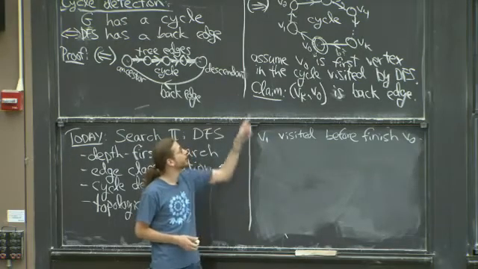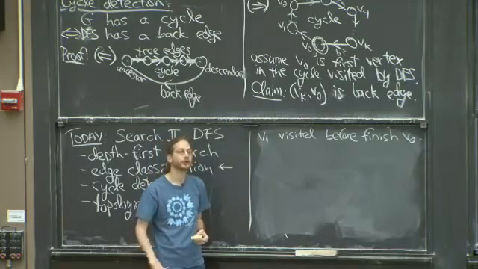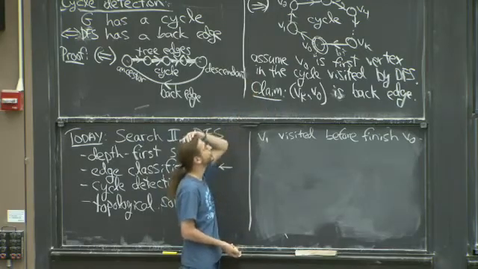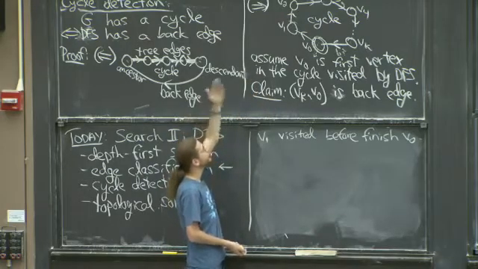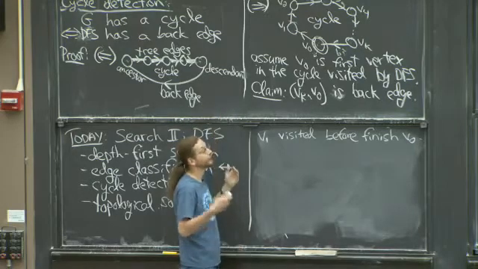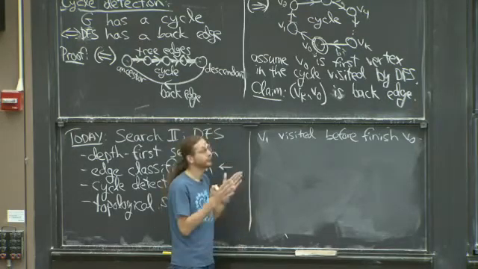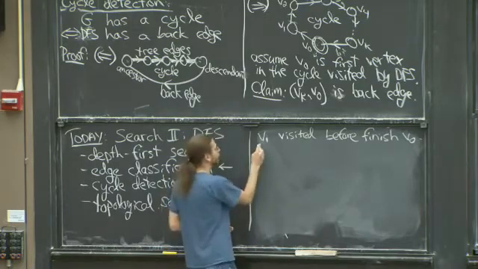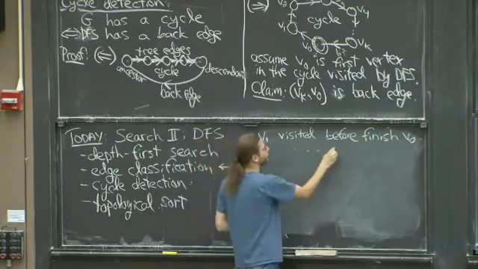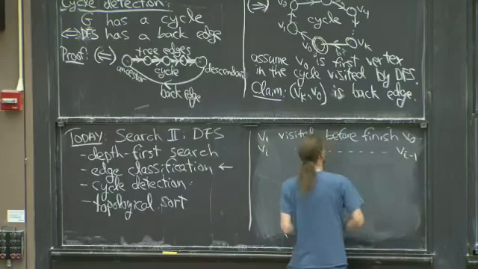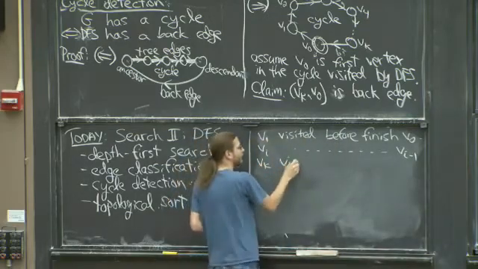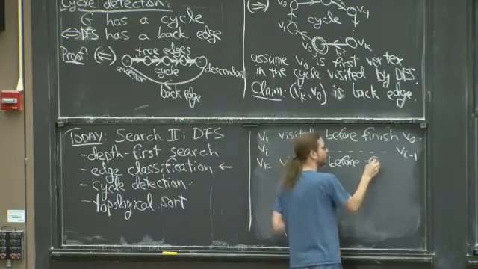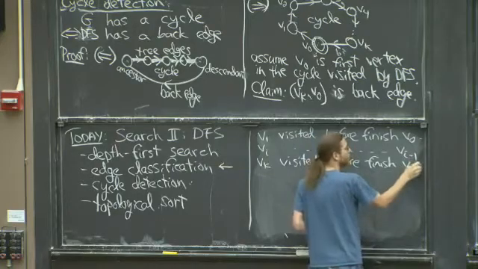Same goes actually for all the vi's, because they're all reachable from v0. You can prove this by induction. You have to visit v1 before you finish visiting v0. You'll have to visit v2 before you finish visiting v1, although you might actually visit v2 before v1. You'll finish v2 before you finish v1, and so on. So vi will be visited before you finish vi minus 1. But in particular, what we care about is that vk is visited before we finish v0.